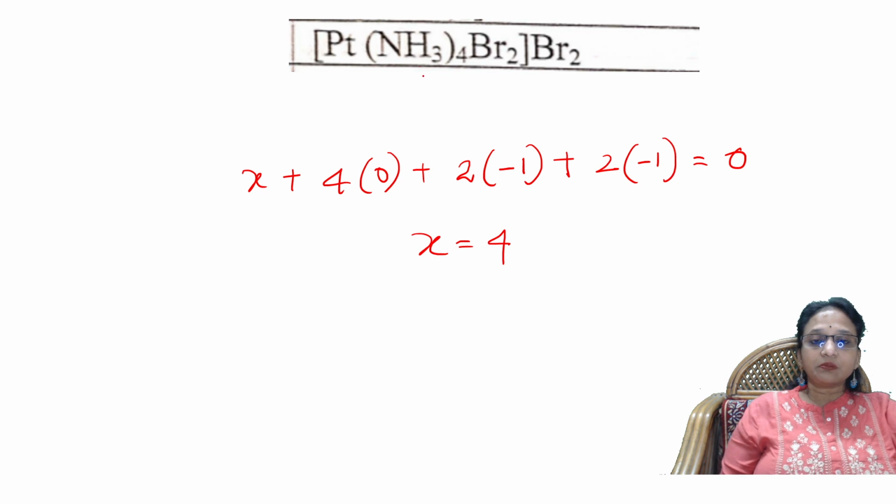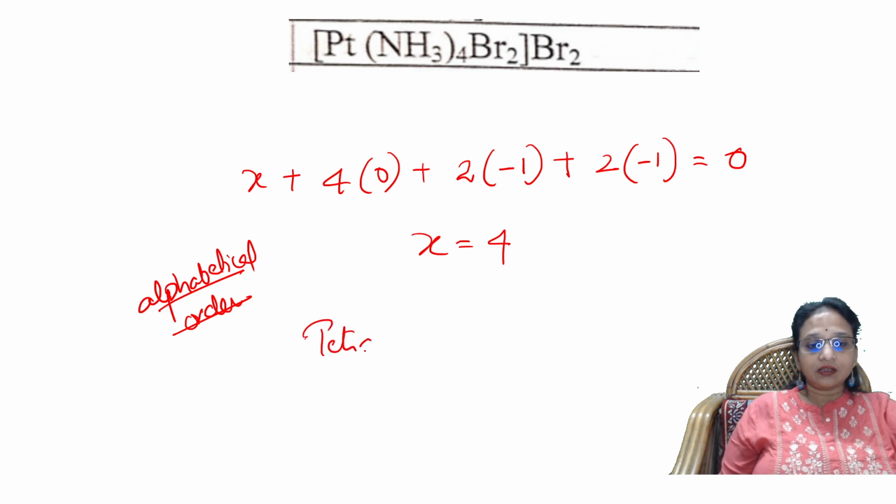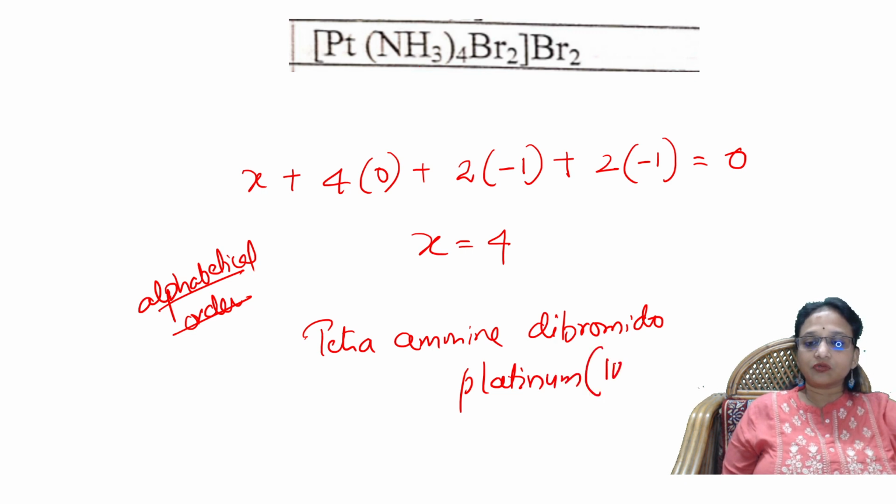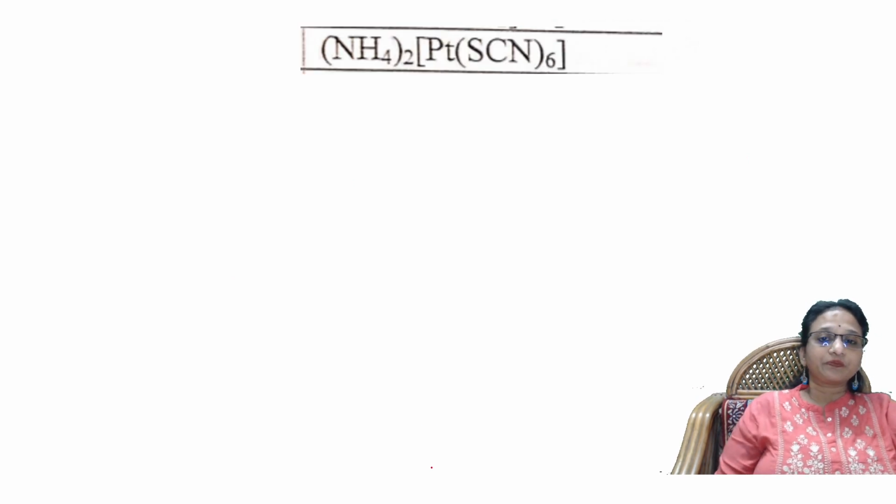Name it. The rule here is use alphabetical order. So how much do you get here? You're going to write it as tetraamine. Okay. How much is bromine? 2. Dibromido. Okay. Then comes your platinum. Then what is its oxidation state? 4. There is one more bromine outside. So you will write bromide. So the name is tetraamine dibromido platinum 4 bromide. Correct? Next one.